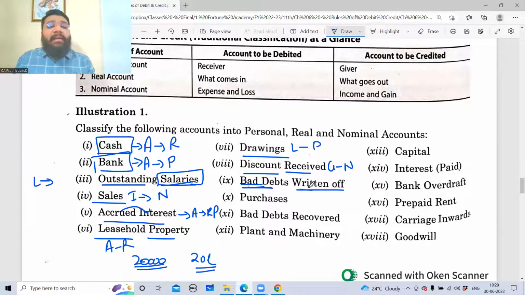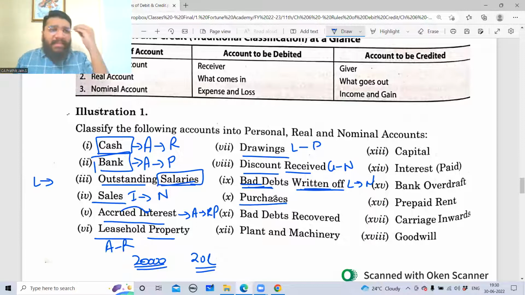Bad debt write-off means what? Bad debt to be recorded. Write-off means to be recorded. So if I record the bad debt, what is it for me? Loss. So if it is a loss, we'll look at which account? Nominal account. Is it clear? Bad debt is a loss which happens only in the context of credit sale. Now, as Purvi said, if I give money and that opposite person doesn't pay, that is also a kind of bad debt. But here in your syllabus, bad debt is coming in form of a credit sale.